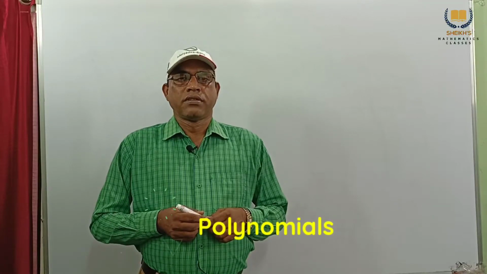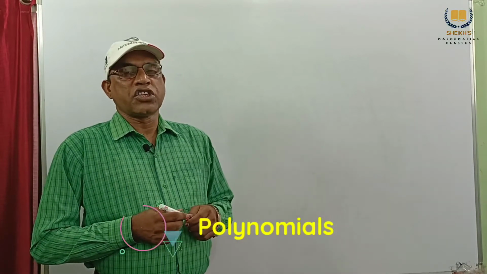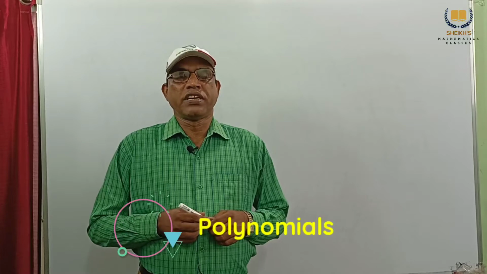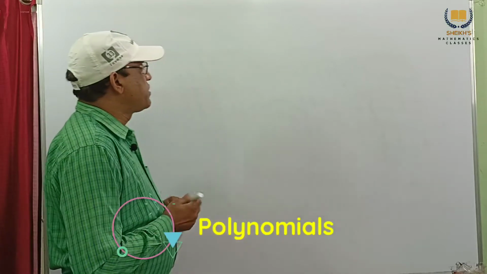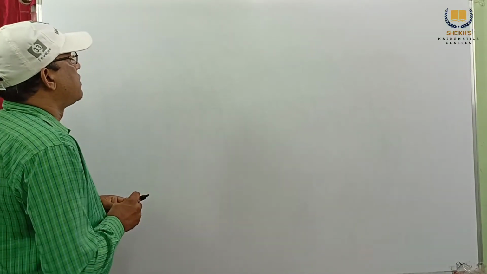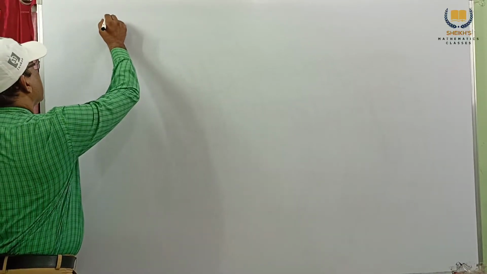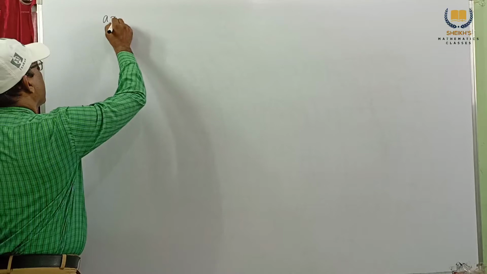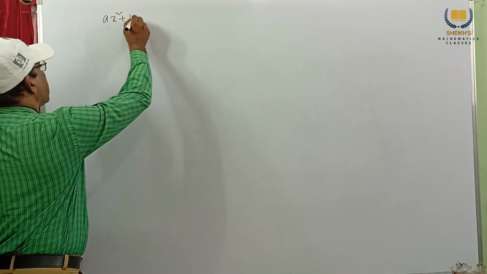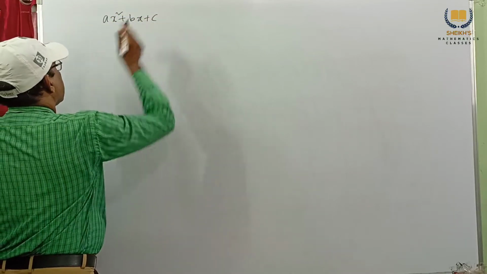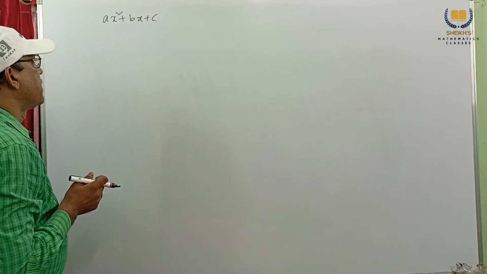Dear students, we know the relation between zeros and coefficients. Suppose this is the quadratic polynomial ax square plus bx plus c. This is a quadratic polynomial.